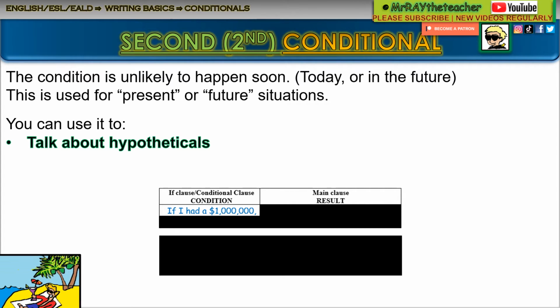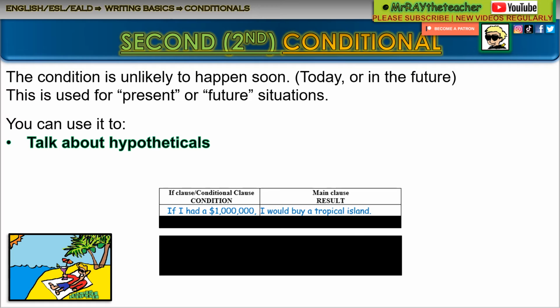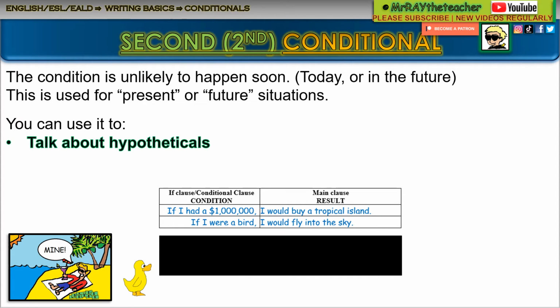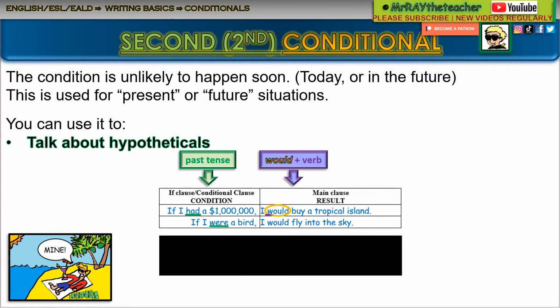So if I had $1 million, I would buy a tropical island. Mine, mine, mine. If I were a bird, I would fly into the sky. How's that for animation? There's your past tense, had and were, and your would plus verbs. I would buy, or I would fly.